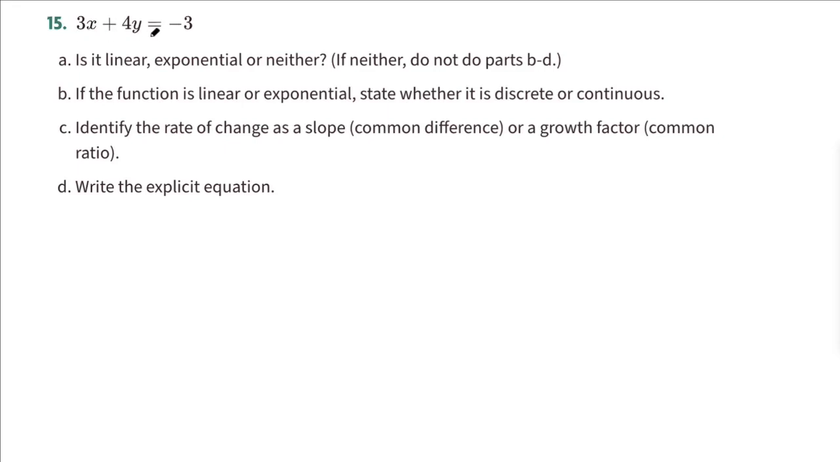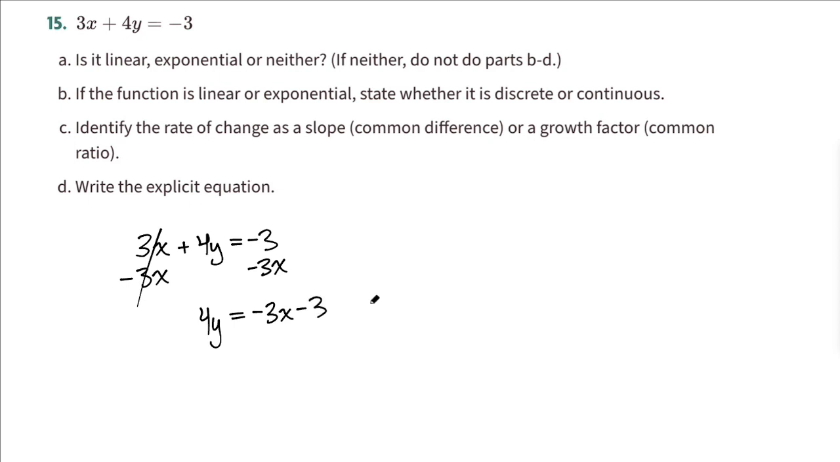Here, we just have an equation, and in order to recognize what type of function we have here, we're going to solve for y first. So we have 3x plus 4y equals negative 3. And we're going to start by subtracting 3x from both sides because we're trying to get this y by itself. So they cancel out over here, and we end up with 4y equals negative 3x minus 3.